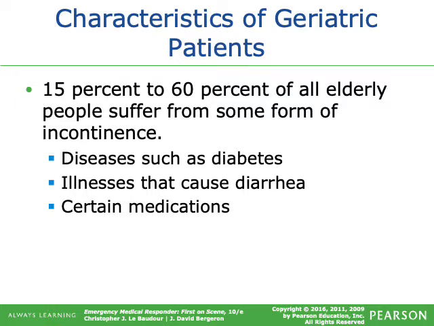15 to 60% of all elderly people suffer from some type of incontinence. Diseases such as diabetes, illnesses that can cause diarrhea, and certain medications predispose them to this type of issue.